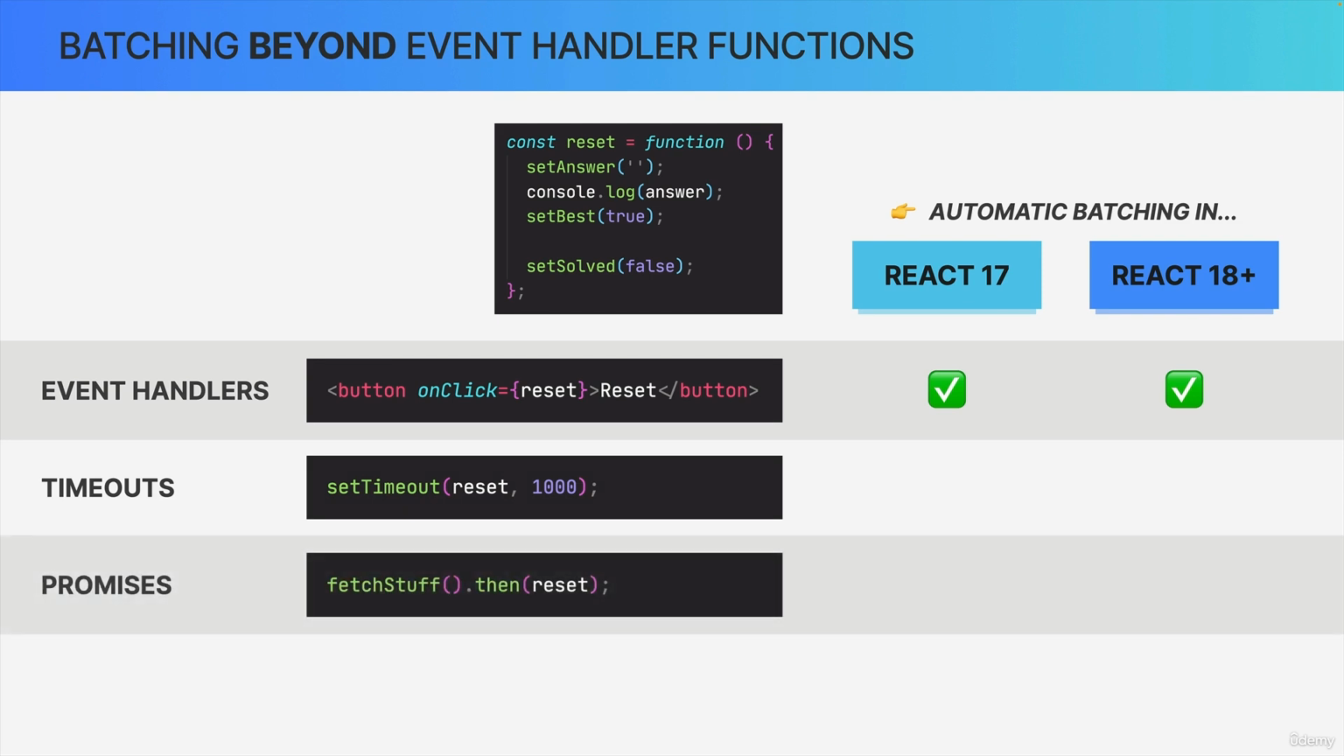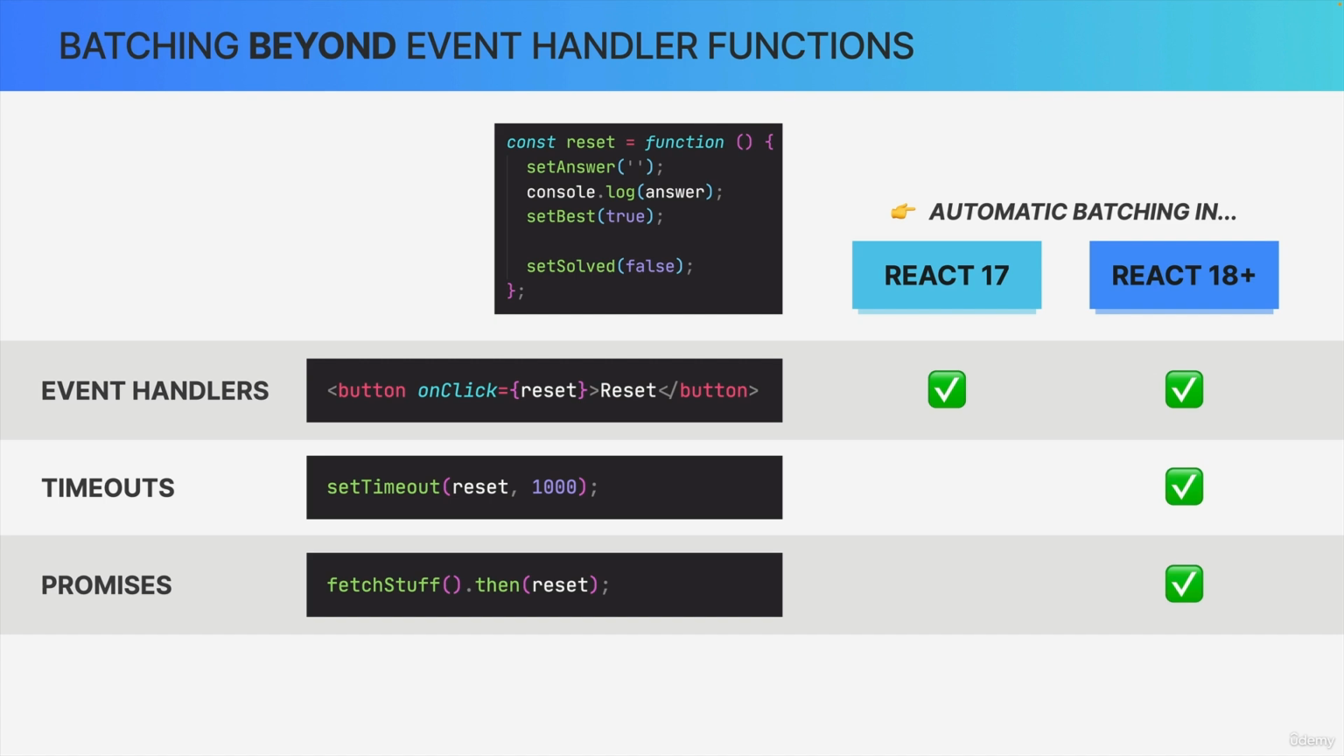For instance, we might want to run our reset function only a second after a click event, or we might want to run it after some data has been fetched. So it would be nice to also have automatic batching in those situations to improve performance, right? Well, that's actually one of the important features that React 18 gave us.